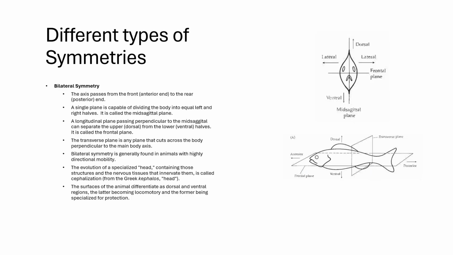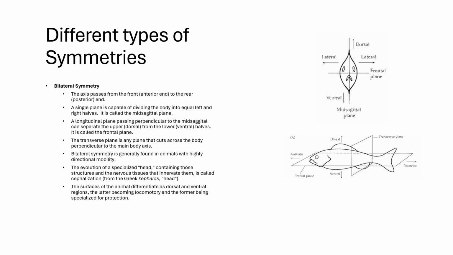Now let's talk about bilateral symmetry. The axis passes from the front anterior end to the rear posterior end, and a single plane is capable of dividing the body into equal left and right halves. It is called the mid-sagittal plane. So you can see in the above diagram the mid-sagittal plane, which passes from the anterior to the posterior end, and it divides the organism into left and right halves.